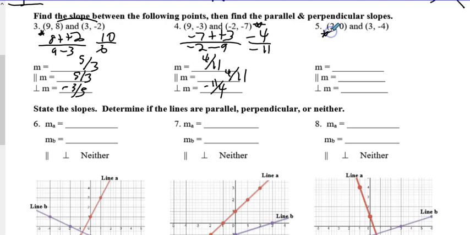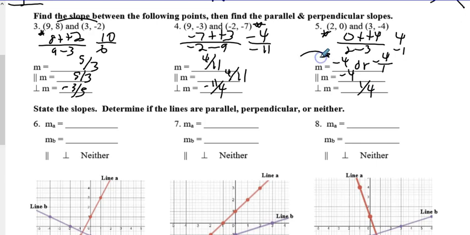I'm going to start with this one again, just to mix it up. 0 minus negative 4 over 2 minus 3. That becomes plus. That's 4 over negative 1. Now, you can just put negative 4, or you can put negative 4 over 1. Doesn't matter, it's the same thing. And the perpendicular is going to be flipped, 1/4 and positive. So remember, if you write it as a whole number, there's really a 1 on the bottom. So when you flip it, the 1 goes on top.